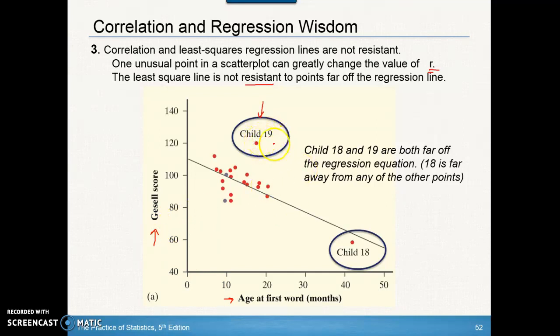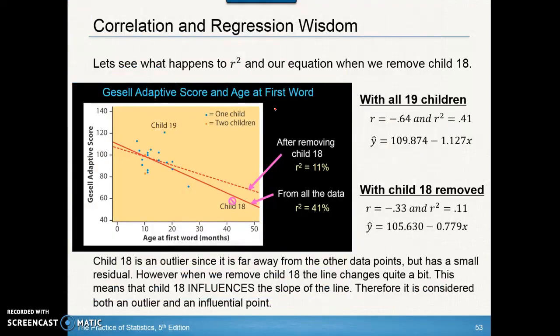So take a look at child 19 and child 18. Both are far off the regression equation. Child 19 has a very large residual. Okay, it is much higher than the rest of the points, whereas child 18 does not actually have a very high residual, but it is really far away in the x direction from the rest of your data. So child 18 is far away in the x direction, and child 19 is far away in the y direction. Let's see what those two points do to the equation.